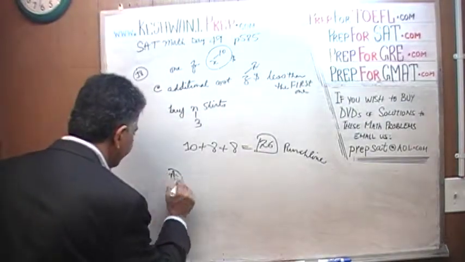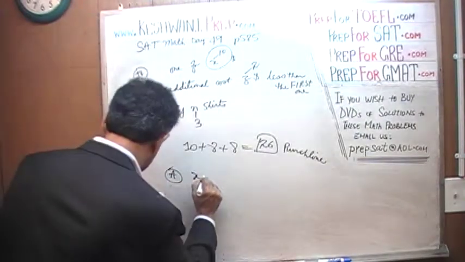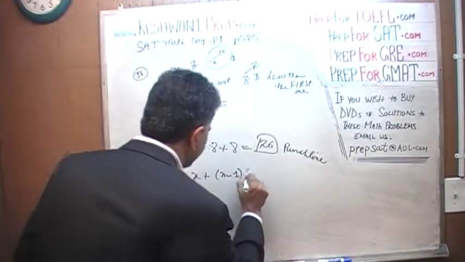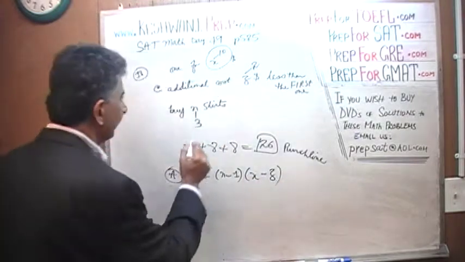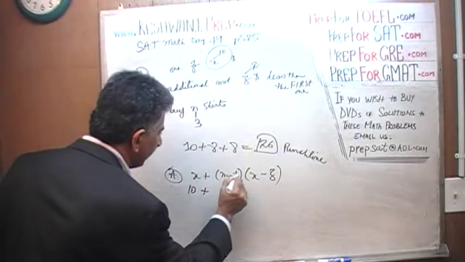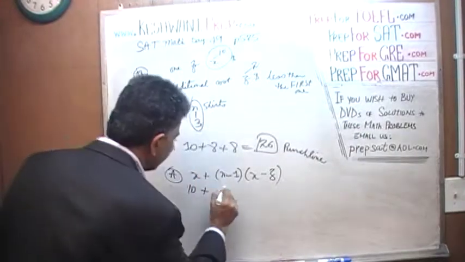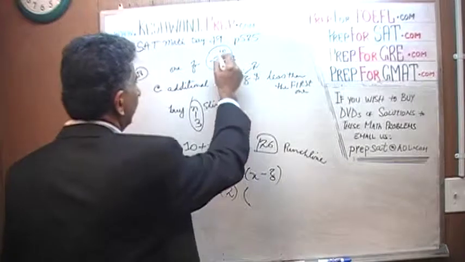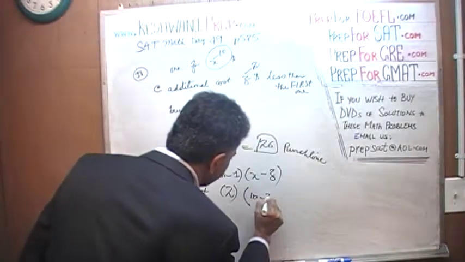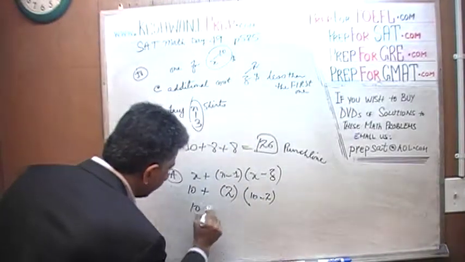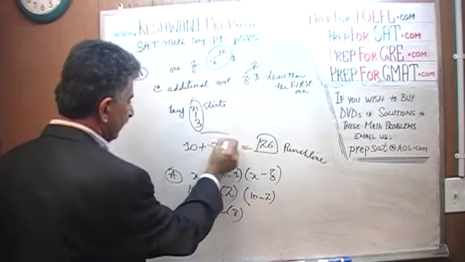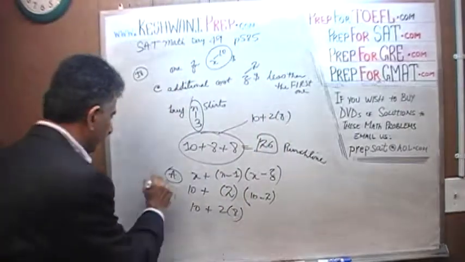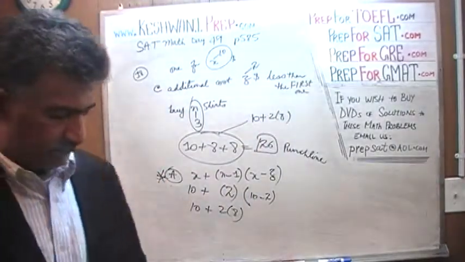The first one says X plus N minus 1 times X minus Z. Well, X is 10, plus N minus 1. We are buying 3 shirts, so N minus 1 is going to be 2. And X minus Z would be 10 minus 2, which is the same as 8. So it's 10 plus 2 times 8, which is exactly what we had here. Therefore, the answer is A.